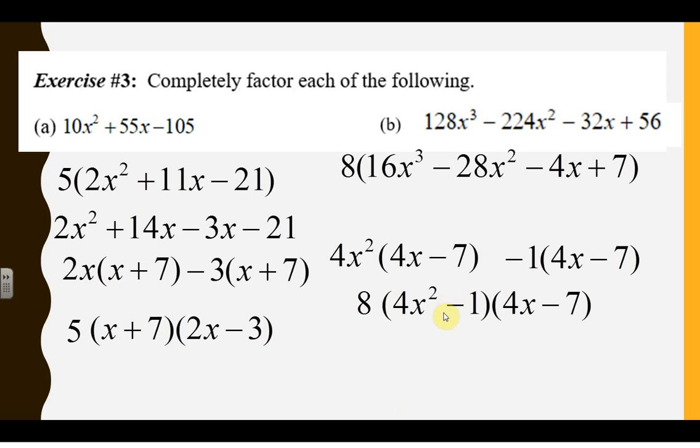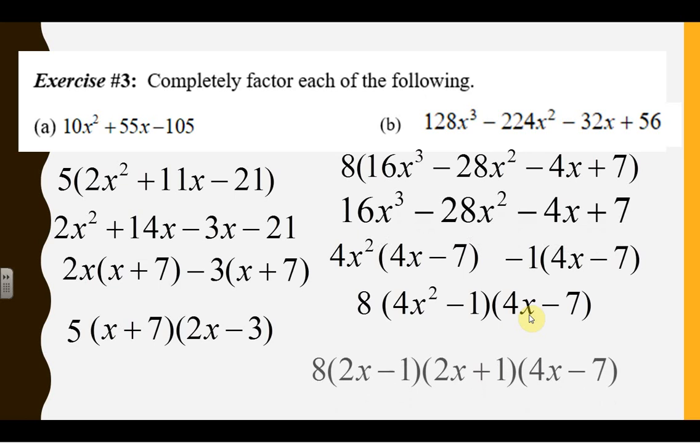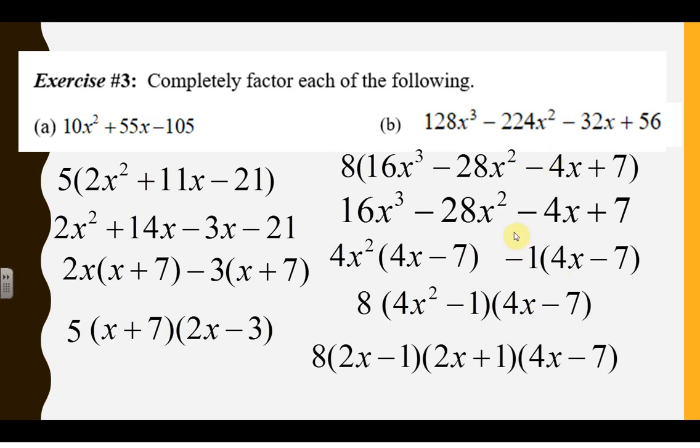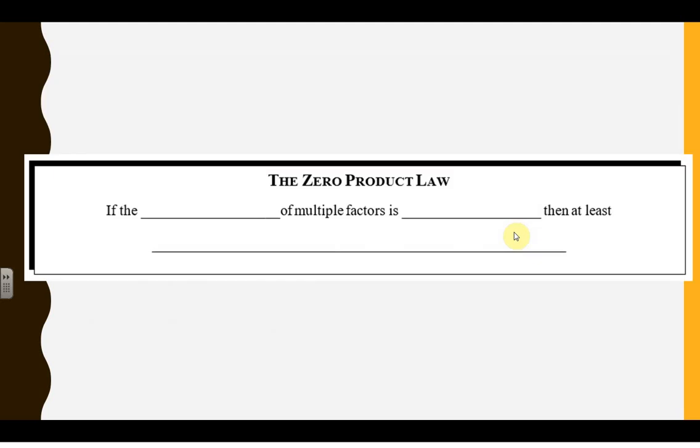But look at what we're working with. Are we completely factored? We are not completely factored, because remember, every time you get to a step in factoring, you check. Monomial done. Binomial. What's the only way I can do binomials? Difference of perfect cubes or squares. That's right. This binomial is a difference of perfect squares, and this other binomial is definitely not. So you can do it one more time: 2x minus 1, 2x plus 1, 4x minus 7, and the 8 is on the outside. Yep, that is completely factored.